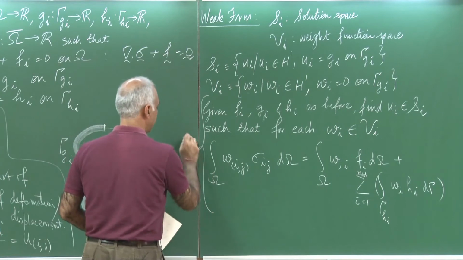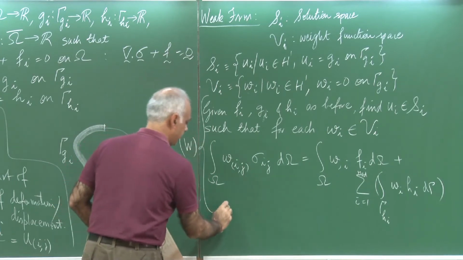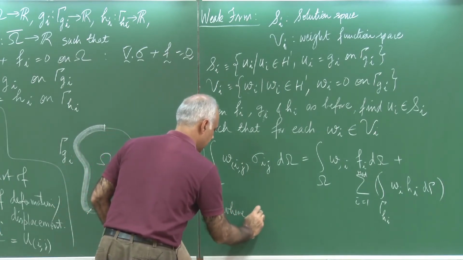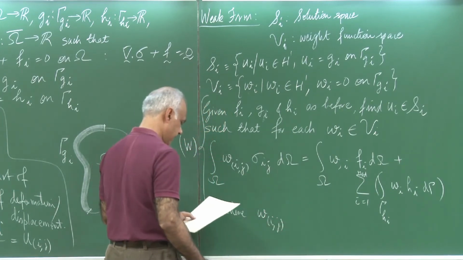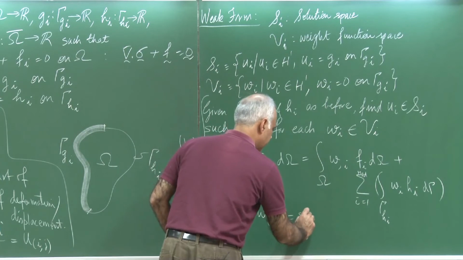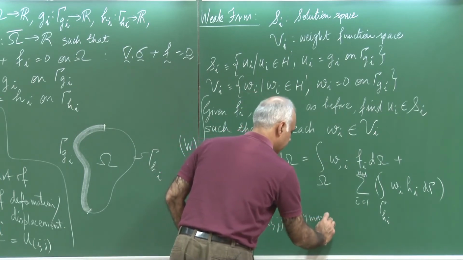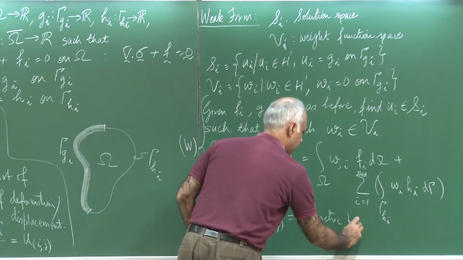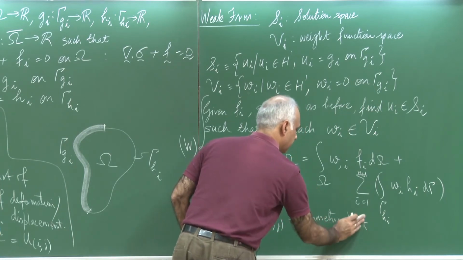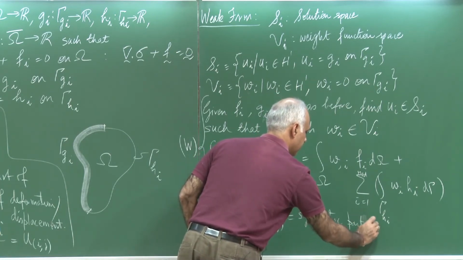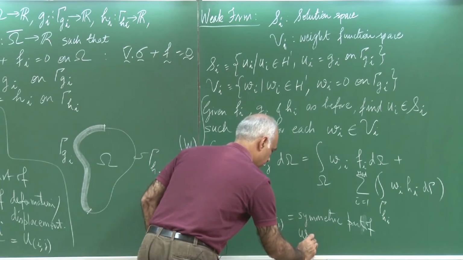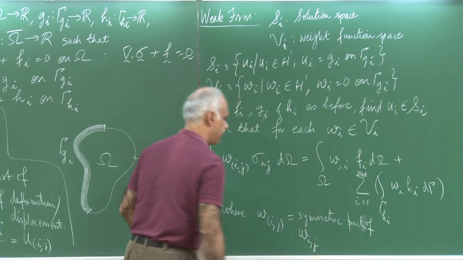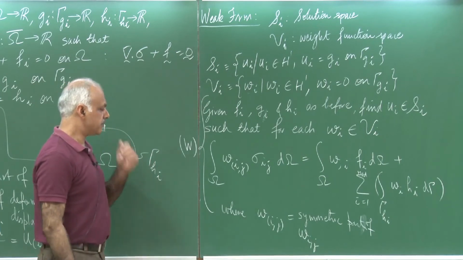So, this is my weak form where w_(i,j) is the symmetric part of w_i,j. All right, so let me explain what we have done.